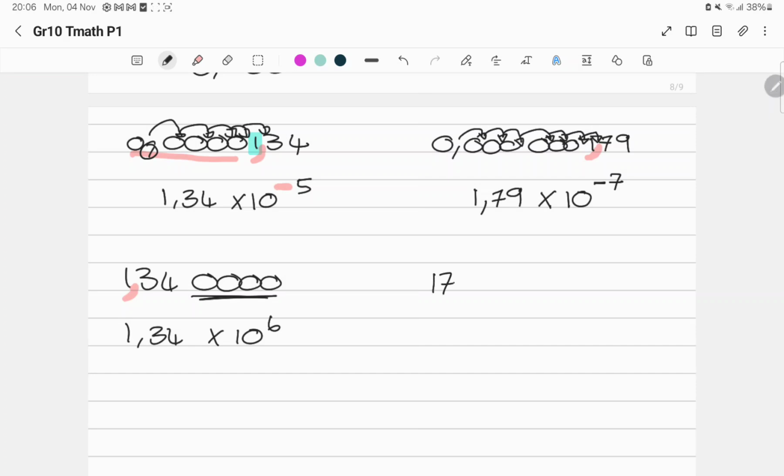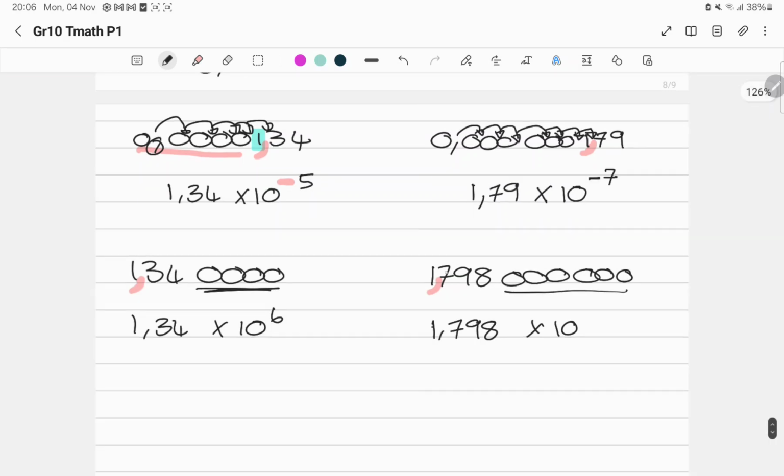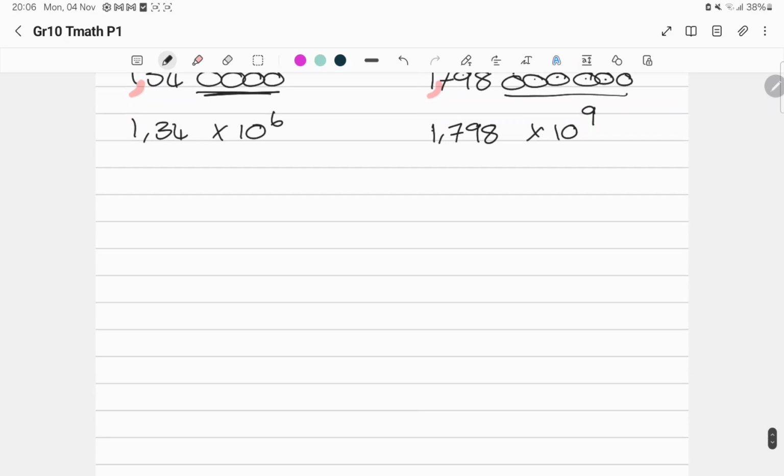Let's say they give you 1,798,000,000. Okay, how many things can I have in front of my comma? Only one. So I need to put my comma in there. So it's going to be 1,798. And when I count how many things are after my comma, remember it's a positive number because the zeros are at the back. So it's going to be 1, 2, 3, 4, 5, 6, 7, 8, 9. And that's how you do scientific notation.